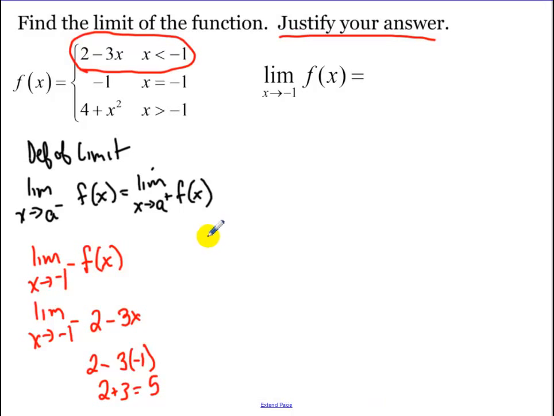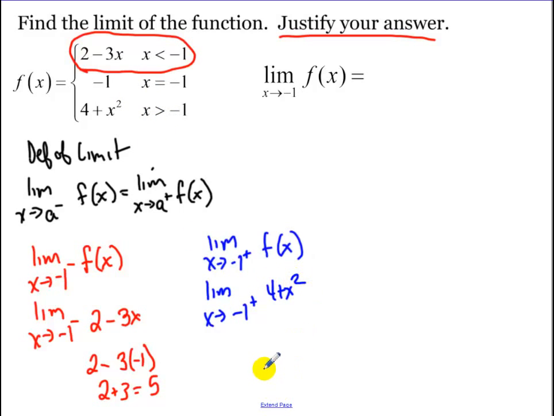Now let's do numbers a little bit more. So now x goes to -1 from numbers a little bit more of our function. Now numbers a little bit more is 4 plus x squared. 4 plus x squared is a polynomial, so I can just plug in -1. That also equals 5. So it appears that our limit equals 5.